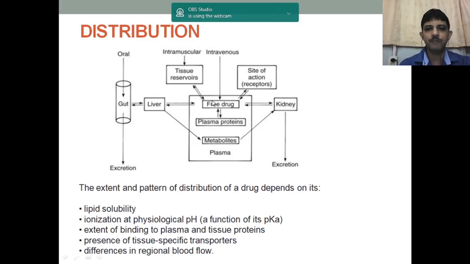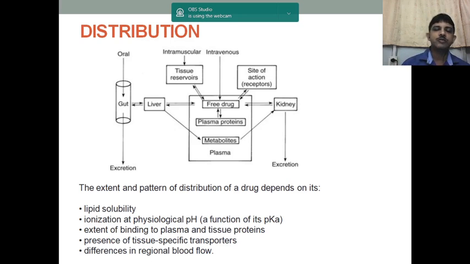After entering into the plasma, that means blood, the drug will bind to particular plasma proteins, and the free drug will enter into different tissues or different organs. Clear? In the organs, for example, free drug can go to the liver, kidney, adipose tissue, or muscle, etc. There also the drug can be present in free form, or it can bind to proteins.